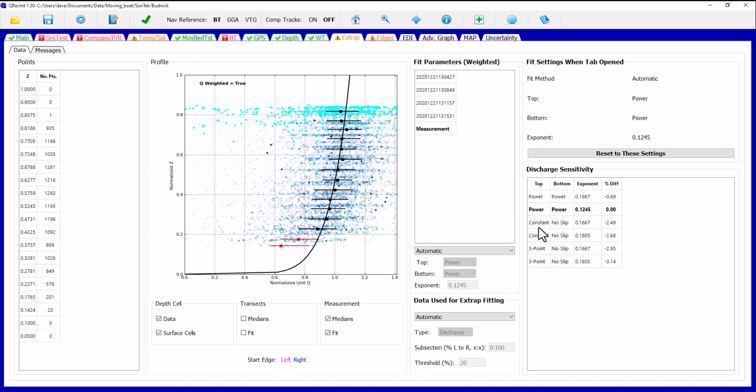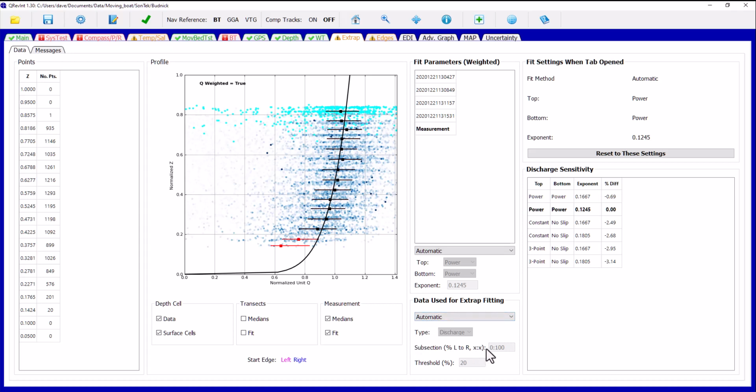We also recall that when we looked at the fits for the individual transects, they were all constant no slip. So perhaps constant no slip is in fact a good fit for us. One of the other things that we could look at is to look at the data used for the extrap fitting.